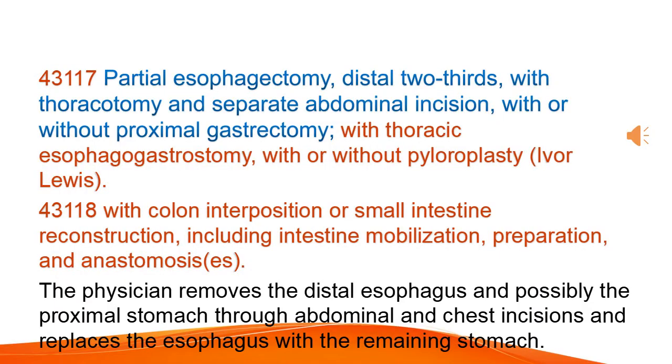Partial esophagectomy, distal 2/3, with thoracotomy and separate abdominal incision, with or without proximal gastrectomy, with thoracic esophagogastrostomy, with or without pyloroplasty, Ivor Lewis. With colon interposition or small intestine reconstruction, including intestine mobilization, preparation, and anastomosis, ES. The physician removes the distal esophagus and possibly the proximal stomach through abdominal and chest incisions and replaces the esophagus with the remaining stomach.